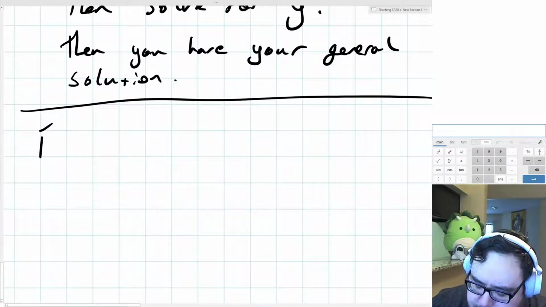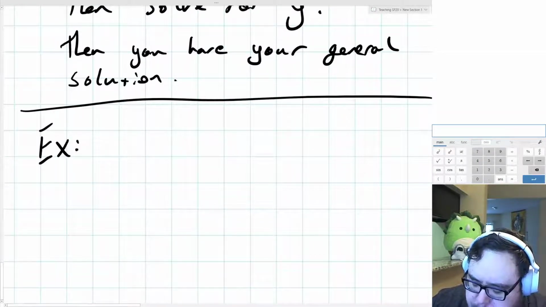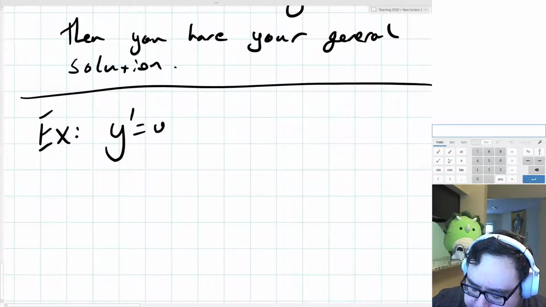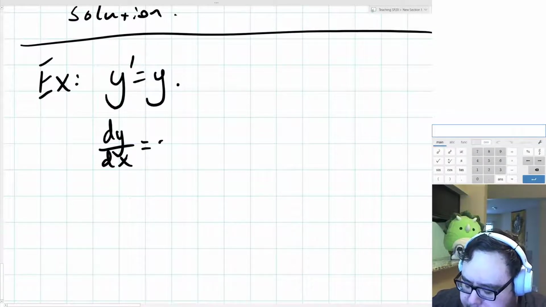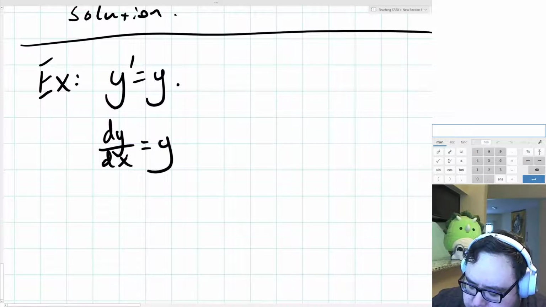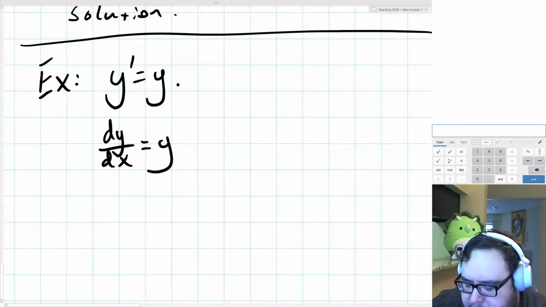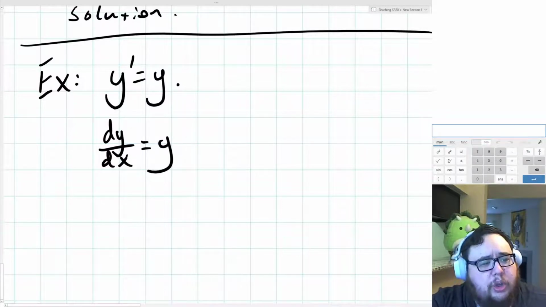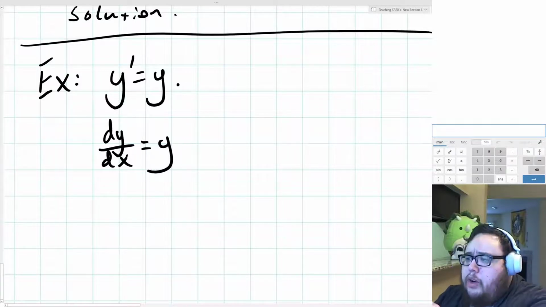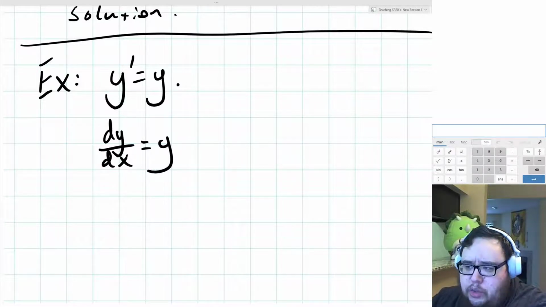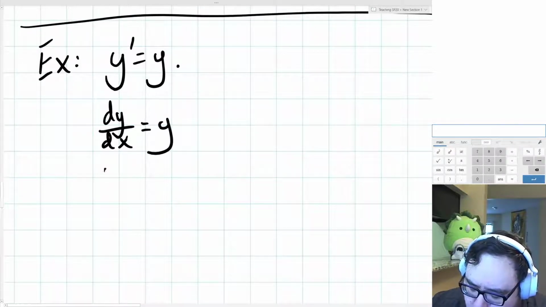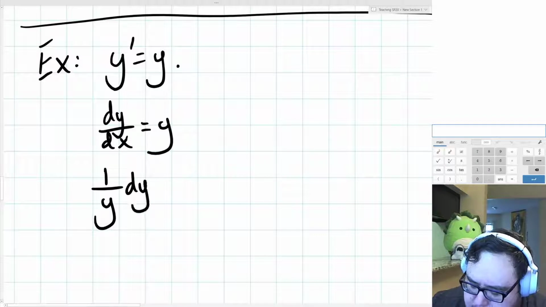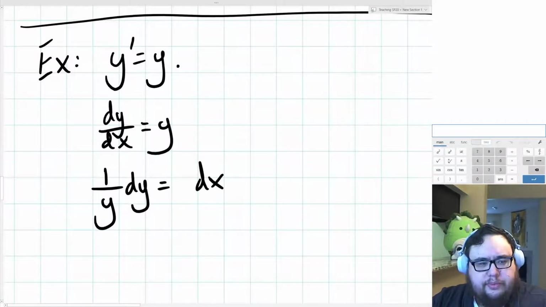Okay. So let's do our first example. Example, y prime is equal to y. We can rewrite this using Leibniz notation as dy over dx is equal to y. And then we can pull our dx over to the right side and our y over to the left side. So we have all of our terms with y or dy on the left side and all of our terms with x or dx on the right side. So that gives us 1 over y dy is equal to dx.